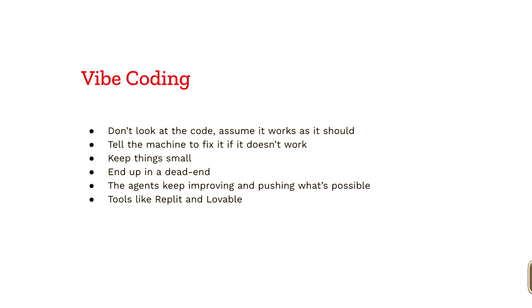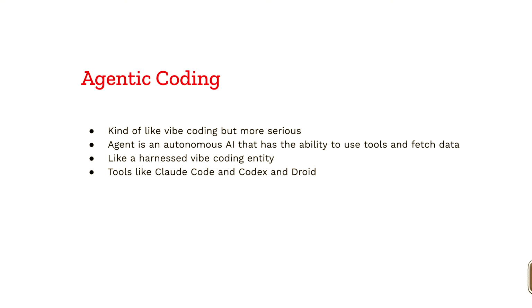Then there's vibe coding. The idea is that you don't really look at the code at all. You assume it works. If it doesn't work, you tell the AI that it doesn't work and you need to fix it. You can get quite far these days, but you need to keep these things quite small. You may end up in a dead end if you don't know what you're doing. But these agents are improving and pushing what's actually possible with them. I mentioned tools like Replit and Lovable, of course, the Swedish alternative.